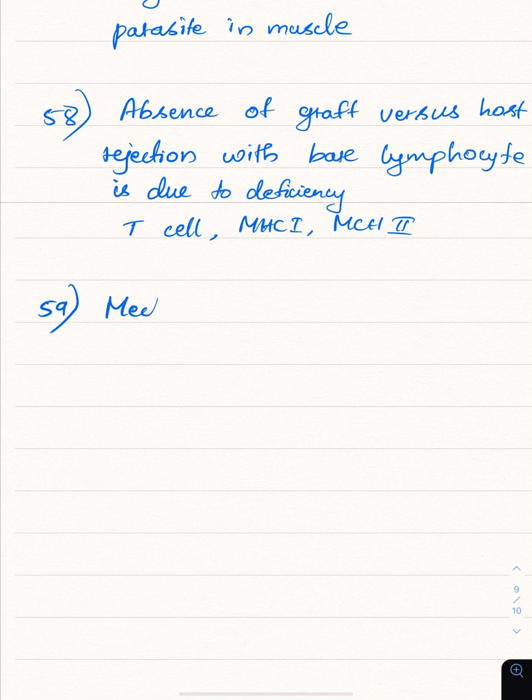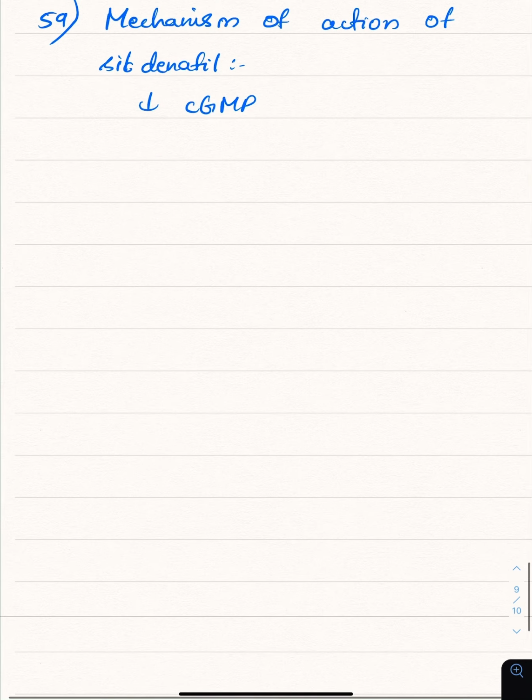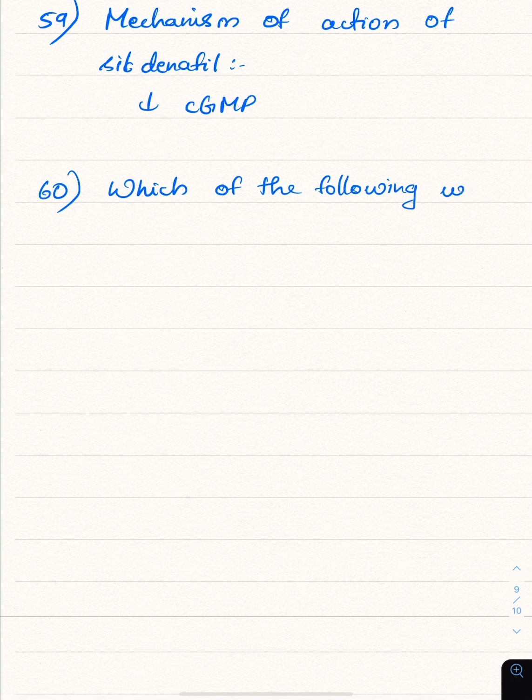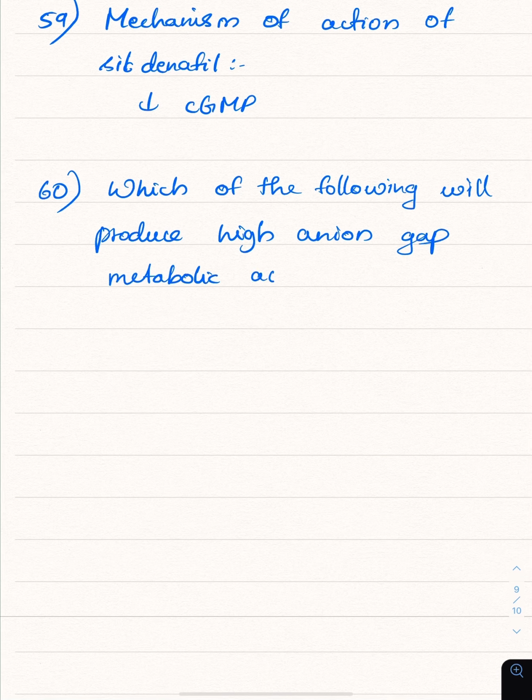Then the next question is mechanism of action of sildenafil. Answer is it decreases CGMP. Moving on to the next question. Which of the following will produce high anion gap metabolic acidosis? So the answer to this is salicylate poisoning.